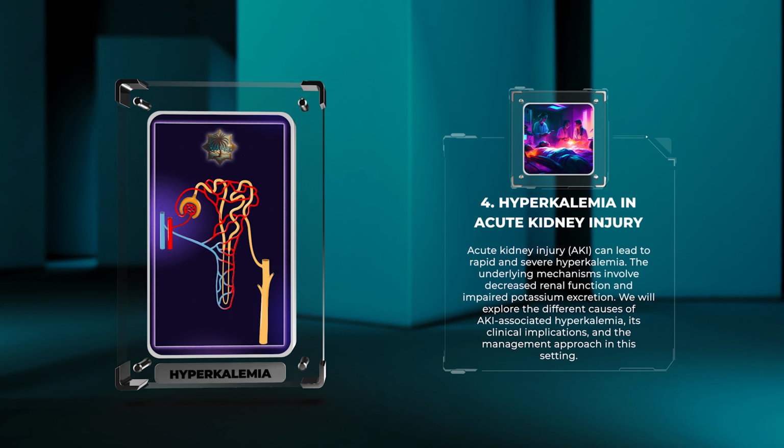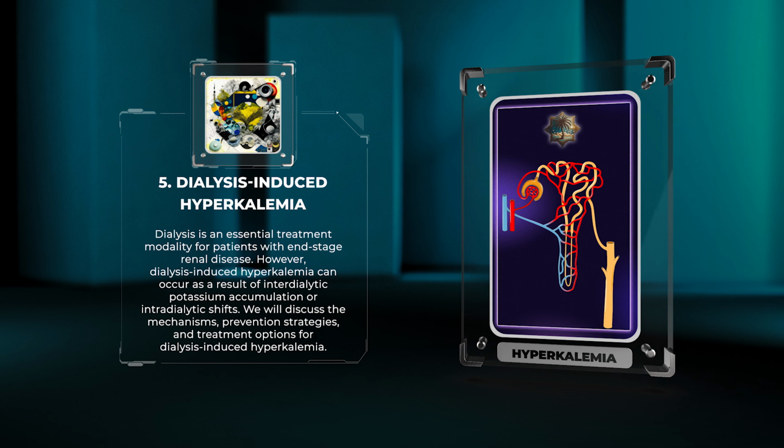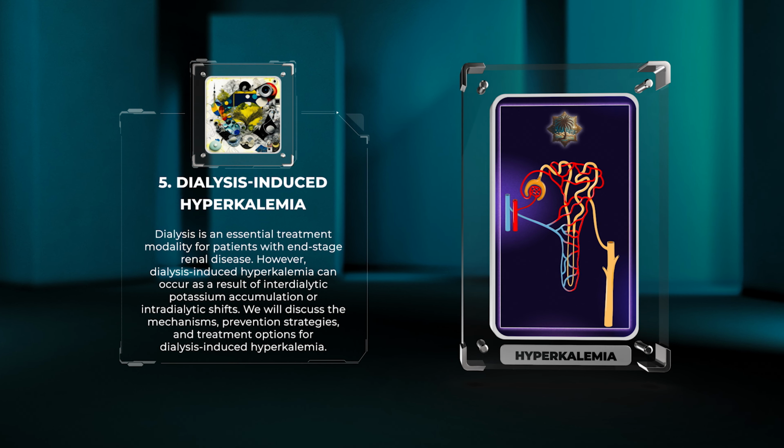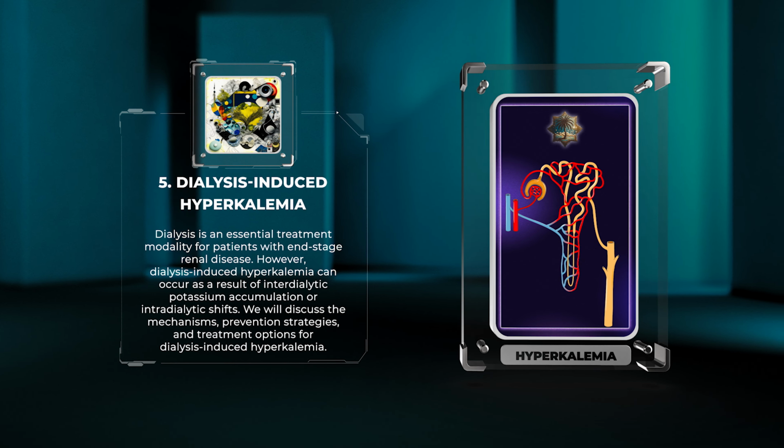Dialysis is an essential treatment modality for patients with end-stage renal disease. However, dialysis-induced hyperkalemia can occur as a result of interdialytic potassium accumulation or intradialytic shifts. We will discuss the mechanisms, prevention strategies, and treatment options for dialysis-induced hyperkalemia.